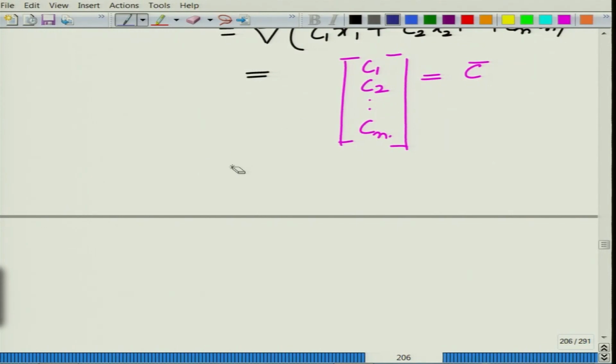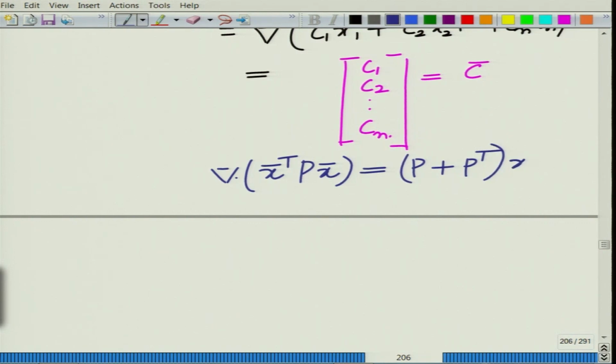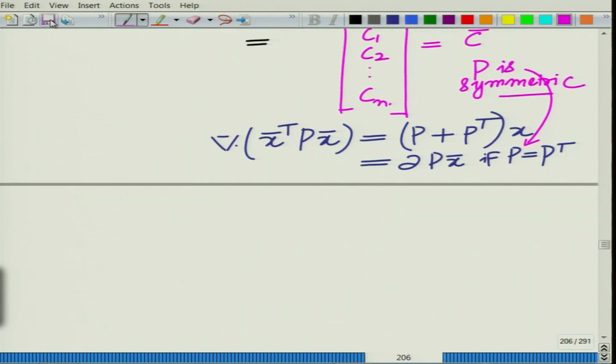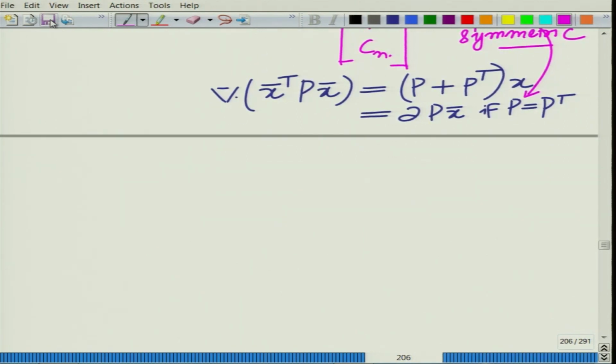So, the gradient with respect to x bar is c bar. Now if you look at a quadratic function, the gradient of x bar transpose P x bar is equal to P plus P transpose times x bar, which is equal to twice P x bar if P is a symmetric matrix, that is, P equal to P transpose. Okay.